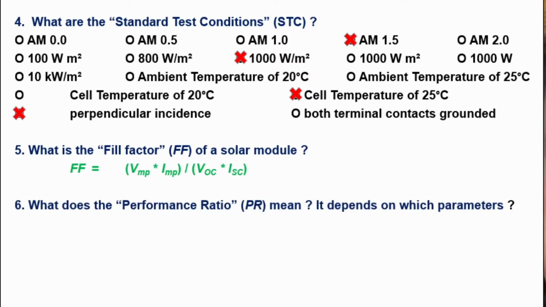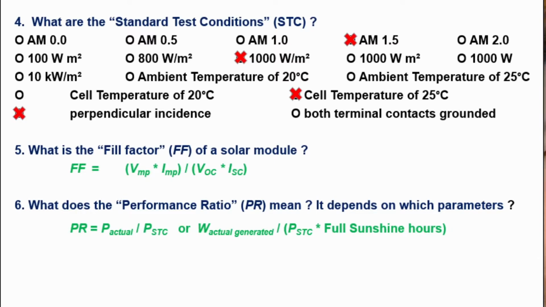What does the performance ratio mean? It depends on which parameters we have here. This is a formula, so that's the actual power divided by the power under standard test conditions. Usually the standard test conditions are quite optimistic in terms of operation temperature. Also, for the case of Germany, also for the irradiance level, usually we have a much lower irradiance level, and therefore you have losses due to the weak light effect, but also due to temperature and non-perpendicular incidence. And this is considered in this performance ratio.